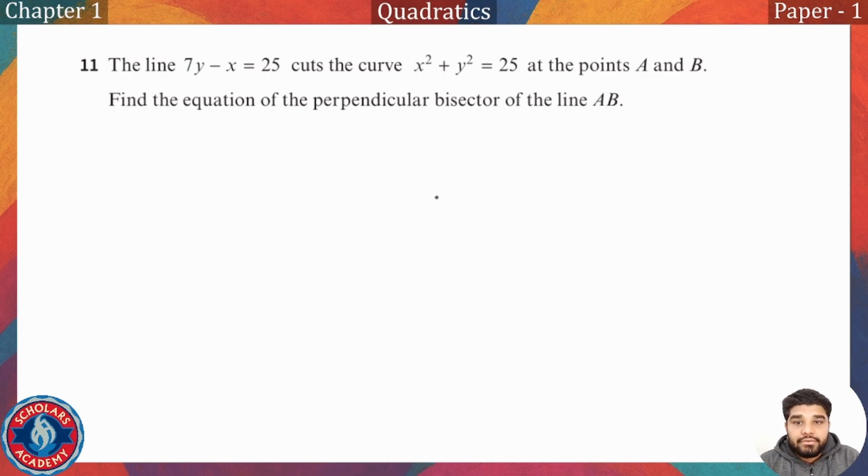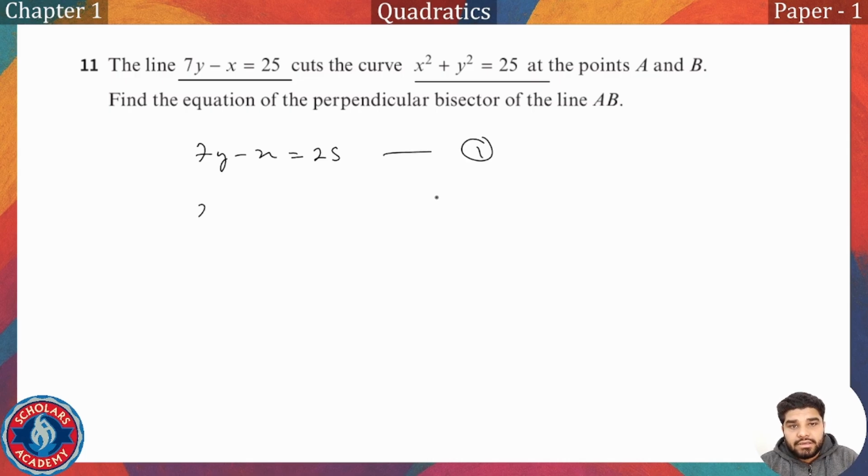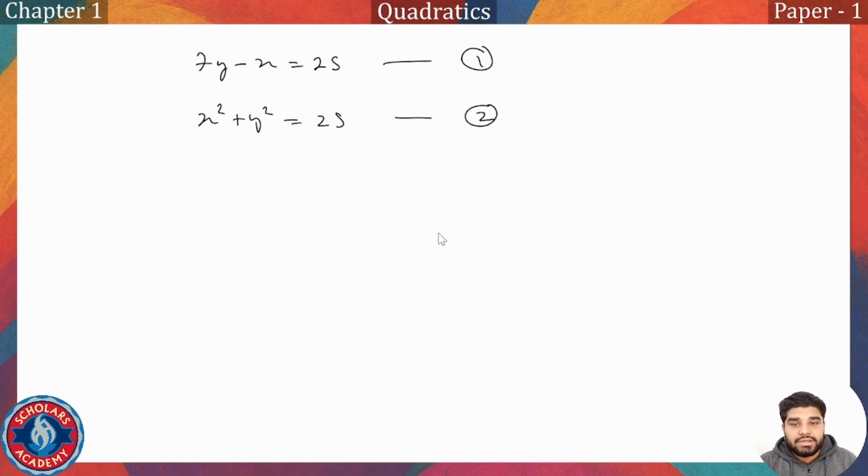So now we have one linear equation, the line, which cuts the given curve, a quadratic equation, at points A and B. Find the equation of the perpendicular bisector of the line. Okay. We are given that 7y minus x is equal to 25, right? We can mark it as equation number 1. x square plus y square is equal to 25. We can mark it as equation number 2, right?